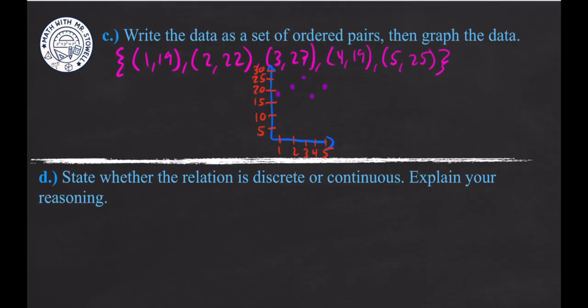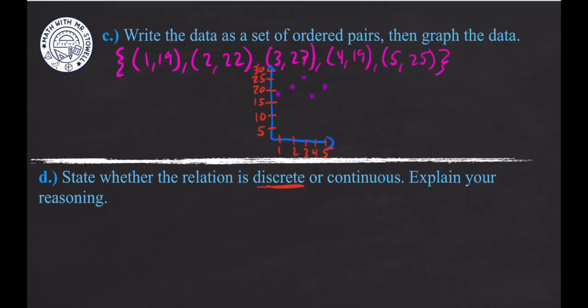State whether the relation is discrete or continuous. Explain your reasoning. Well, this is discrete. The reason why this is discrete is because we cannot have a partial of a contestant. We know that we can only have 1 contestant, 2 contestants, 3 contestants. We cannot have a 1.5 of a contestant, a 2.7 of a contestant. So this would be a discrete function.